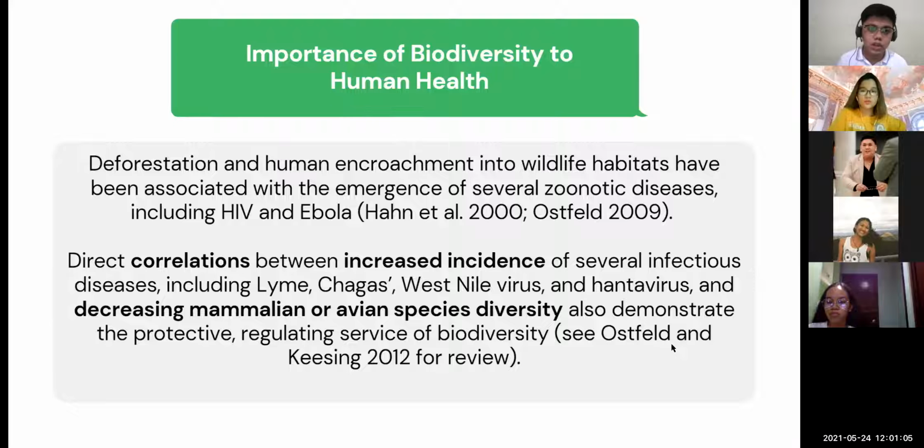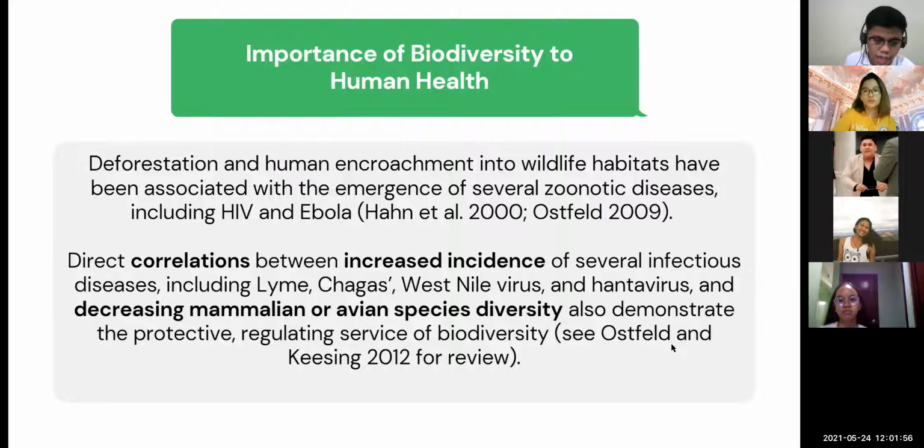So another importance of biodiversity in disease management or human health is that there is data stating that there is a direct correlation between the increased incidence of different infectious diseases and the decreasing mammalian and avian species diversity. So this demonstrates the protective and regulating service of biodiversity on our planet. According to the data stated by the scientists, there is a correlation between the increased incidence of these diseases and the decrease of diversity in animals. So in a way, biodiversity actually has a protective and regulating role in terms of disease ecology.